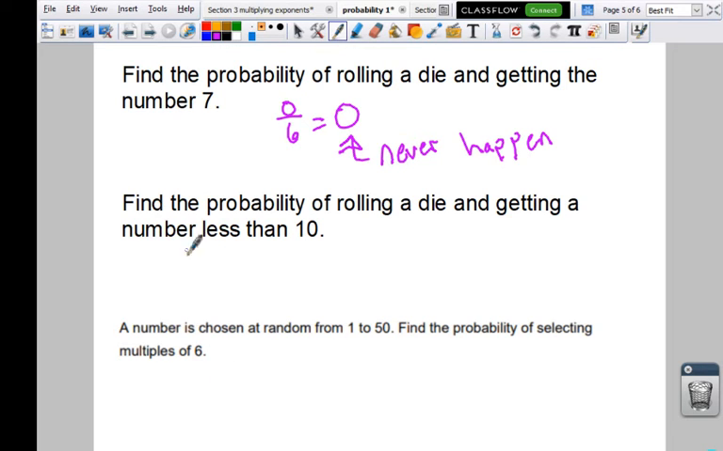Alright, let's find the probability of rolling a die and getting a number less than 10. There are 6 numbers less than 10 out of 6 total, which equals 1. If you get the number 1, that means it will always happen. So that's 100%. So 0 is 0%, it will never happen, and 1 is 100%, it will always happen.